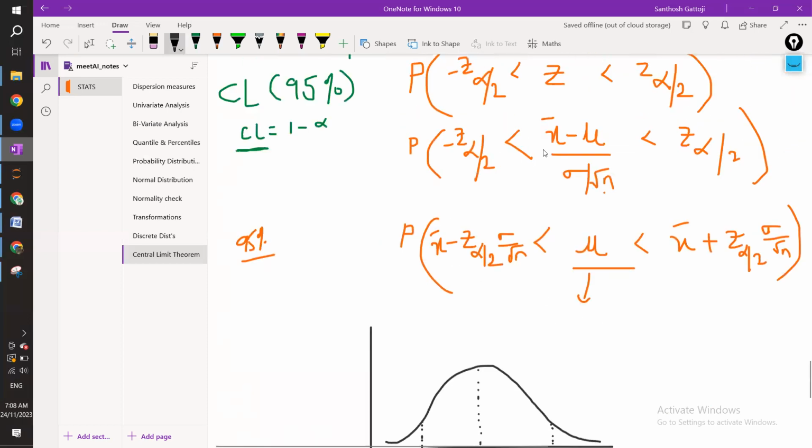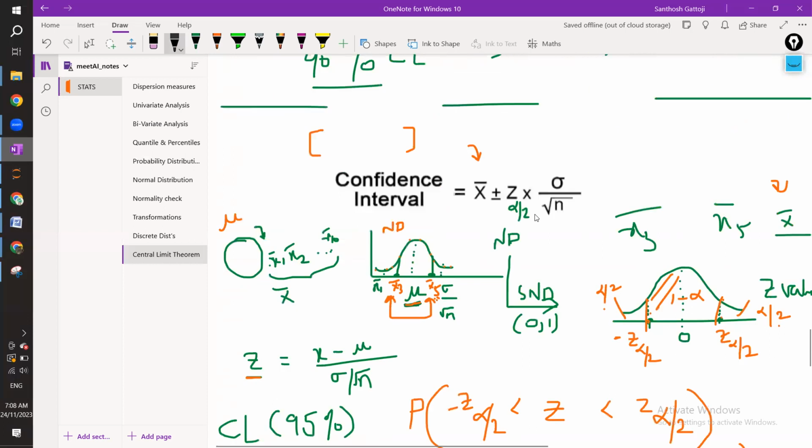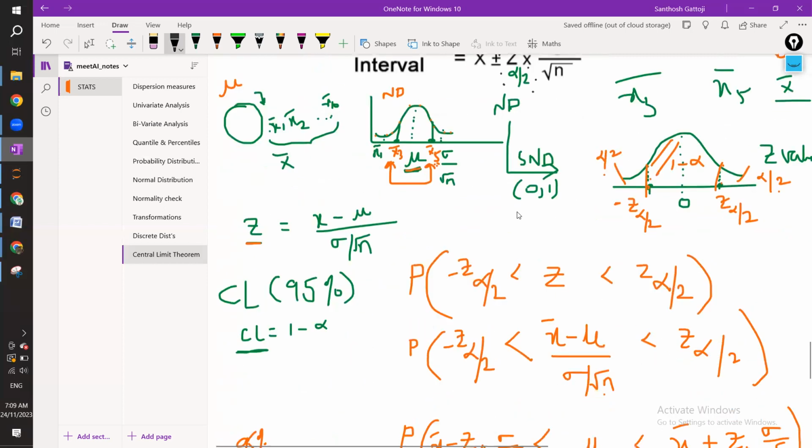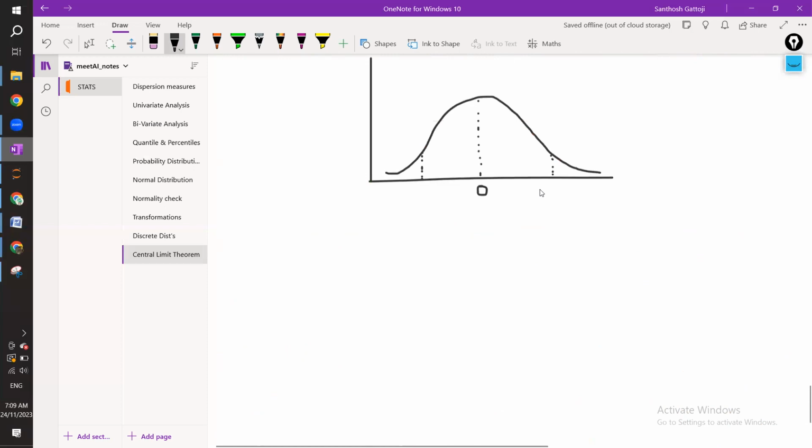Even if you are getting a bit confused by this derivation, that's fine. You can take this later, but just try to understand the fundamental point: the confidence interval is x bar plus or minus z of alpha by 2 times sigma by square root of n. You know x bar, you know sigma, you know square root of n. The only thing here is z of alpha by 2, and we will see how to find that. It is plus or minus z of alpha by 2, that means one side you have plus z alpha by 2 and the other side minus z alpha by 2.